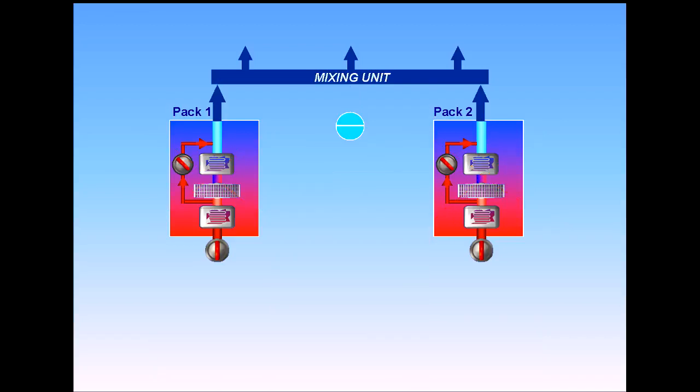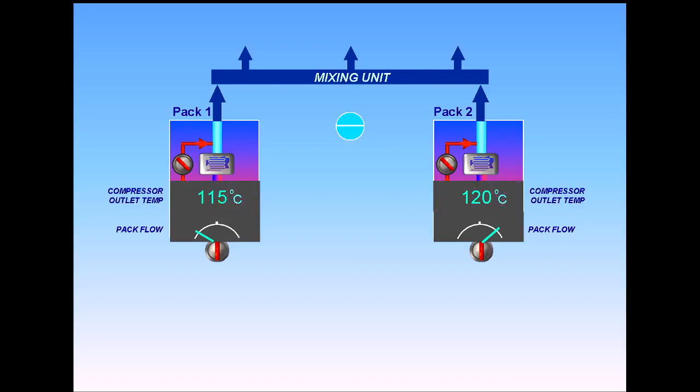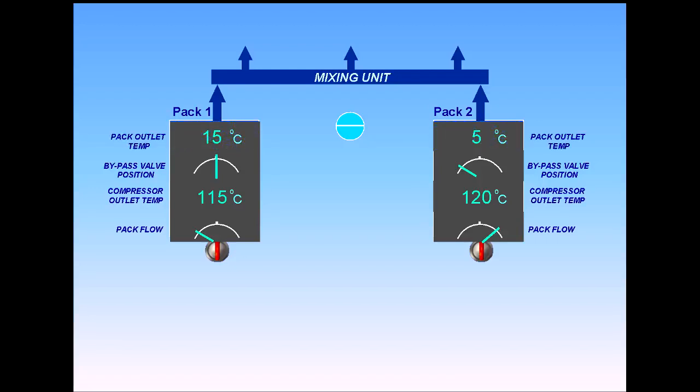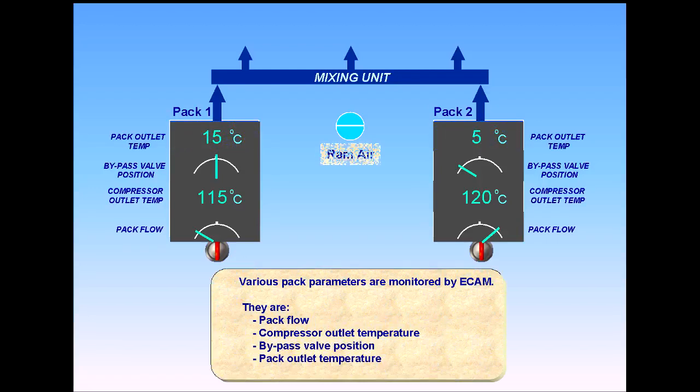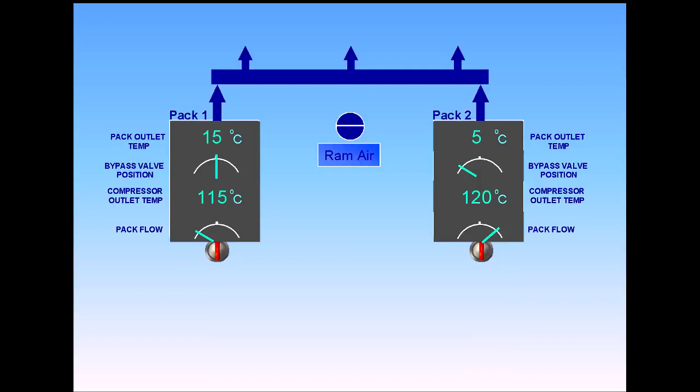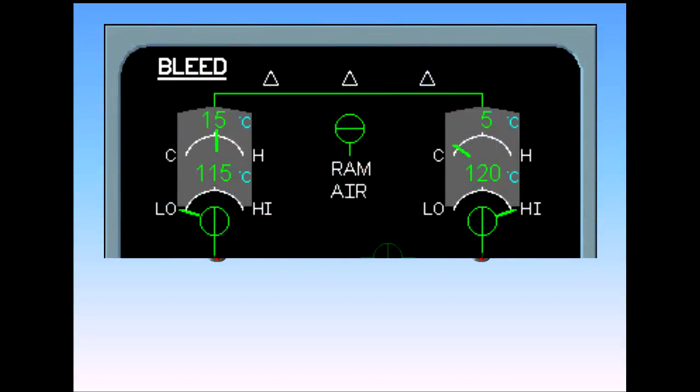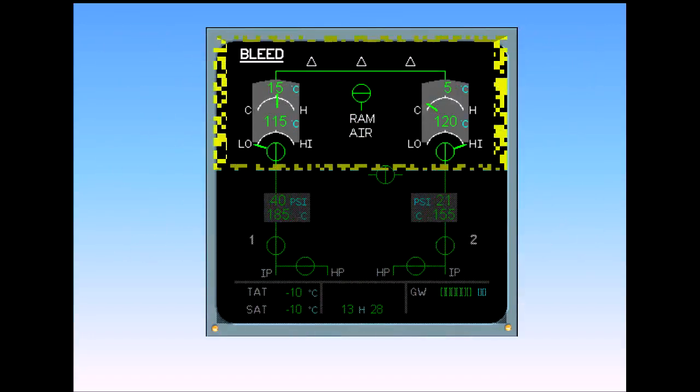Various pack parameters are monitored by ECAM. They are pack flow, compressor outlet temperature, bypass valve position, and pack outlet temperature. These parameters, along with the valve positions, are displayed on the upper part of the ECAM bleed page.